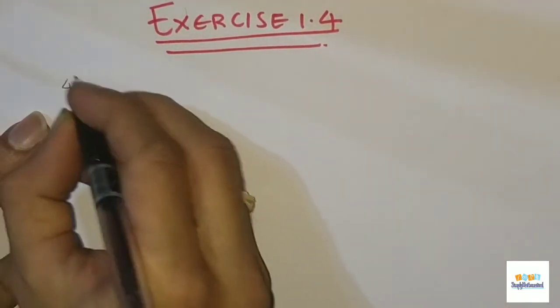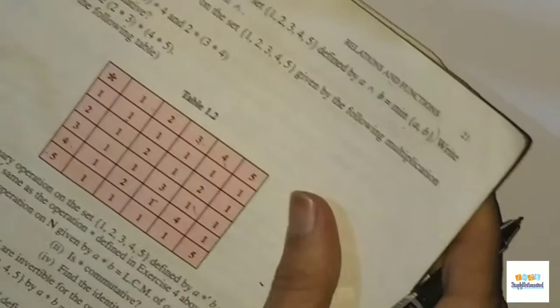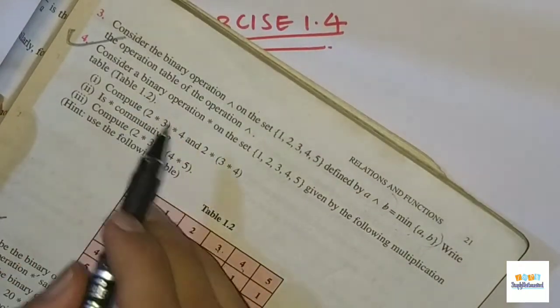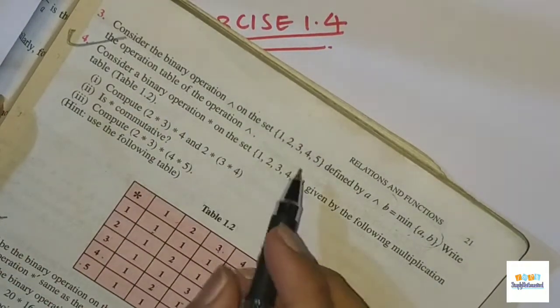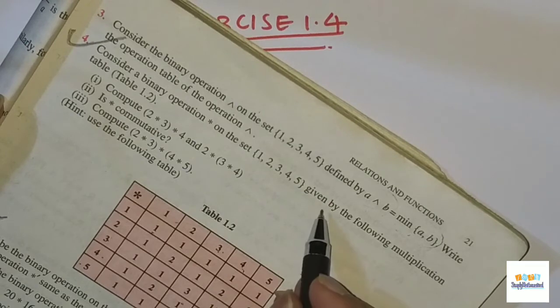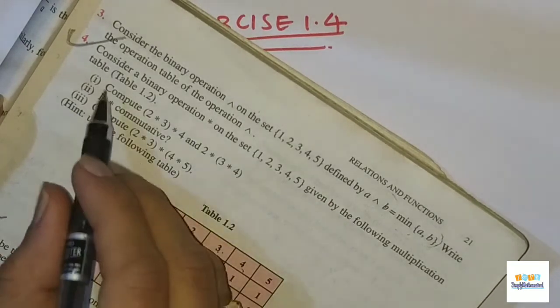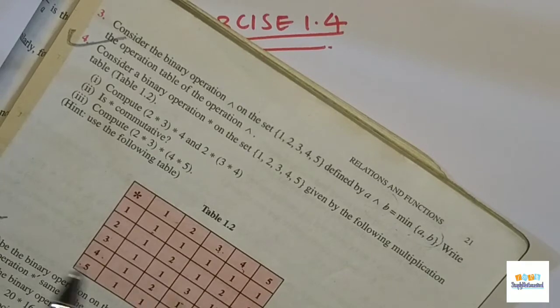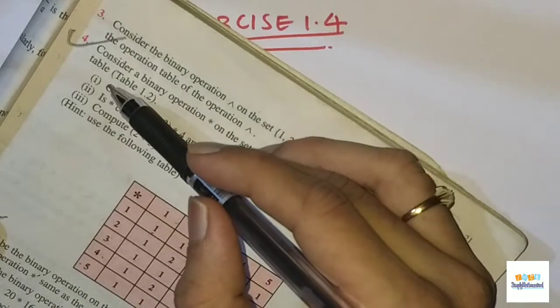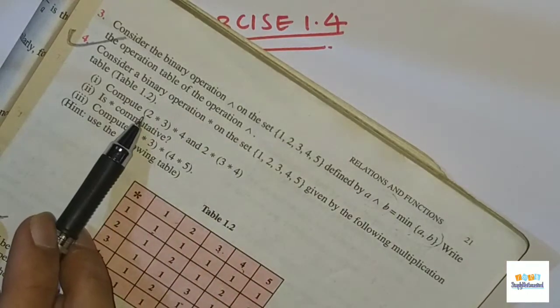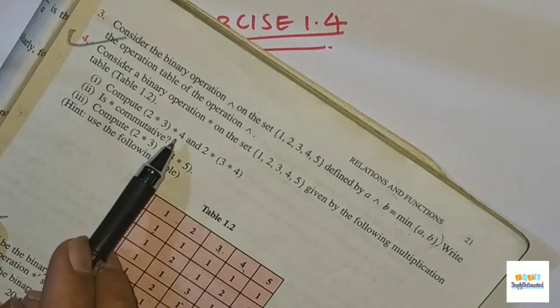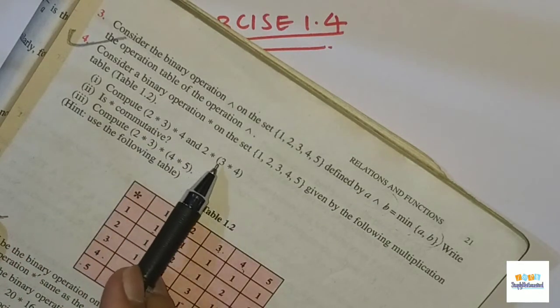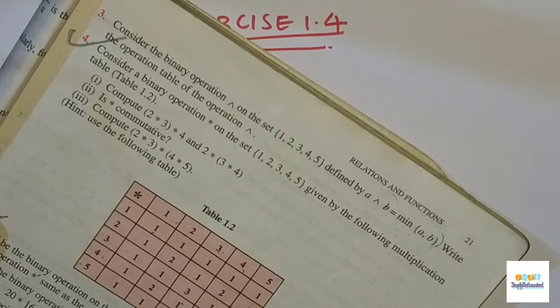So the problem 4 is: consider a binary operation star on the set {1, 2, 3, 4, 5} given by the following multiplication table. This is Table 1.2 which is given to you. Now what we have to check is, first, compute (2 star 3) star 4 and 2 star (3 star 4). That is the first question.